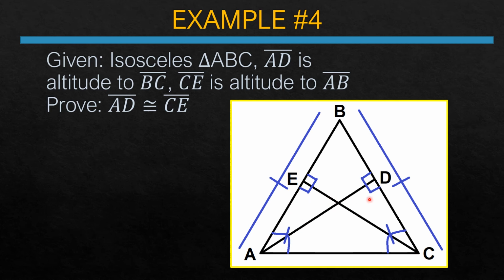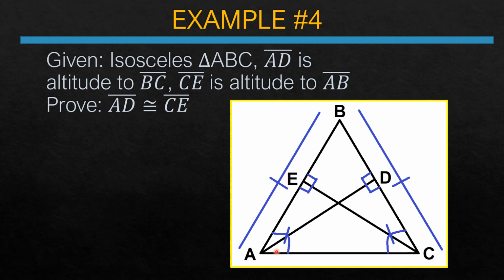So we focus on this side because we can see that these were given. So we try to focus on these two triangles here. Now, to prove that line segments AD and CE are congruent by CPCTC, we first need to prove that these two triangles that contain these line segments are congruent.